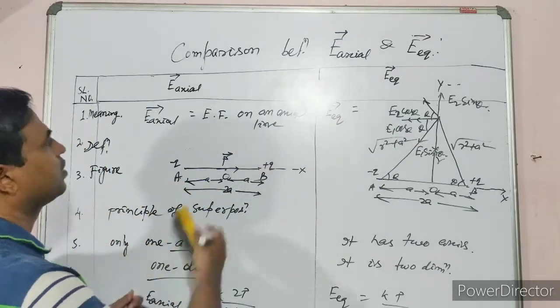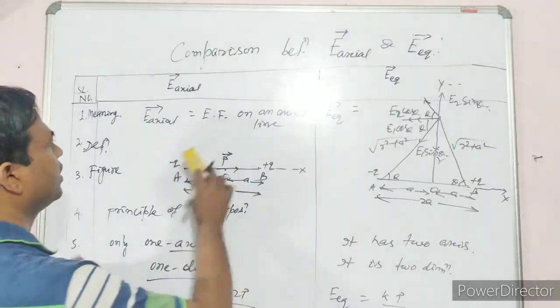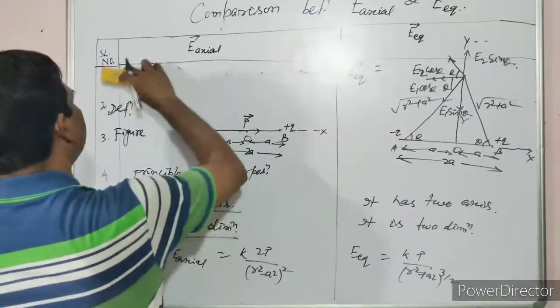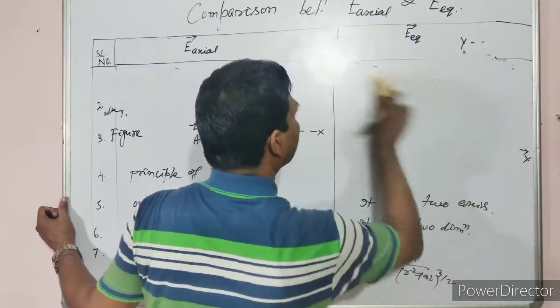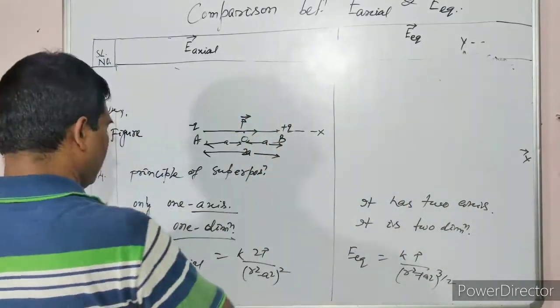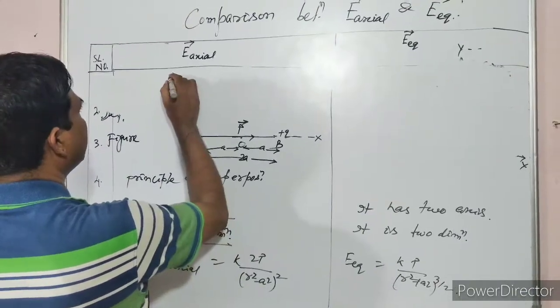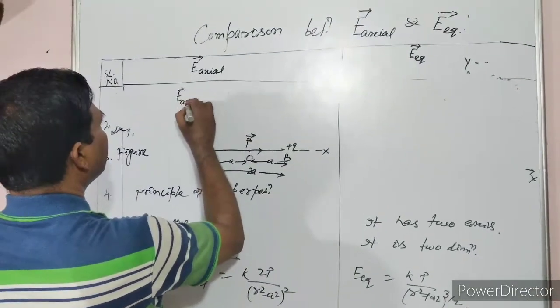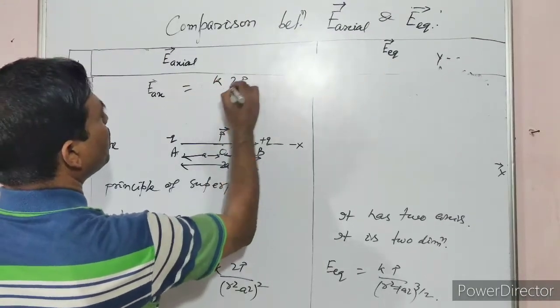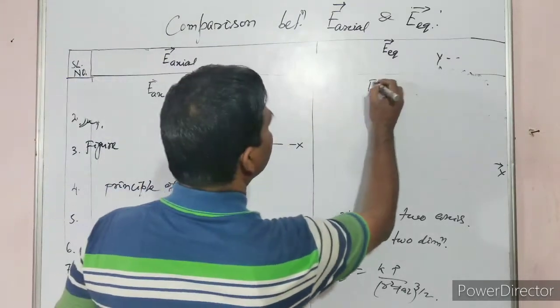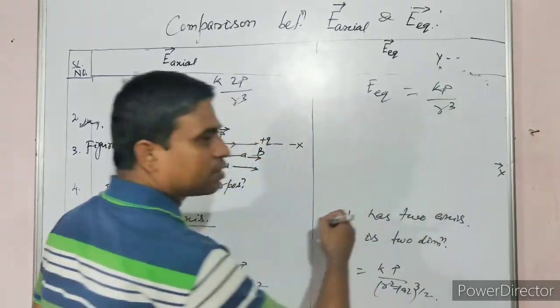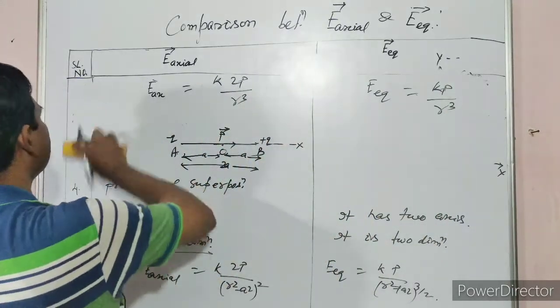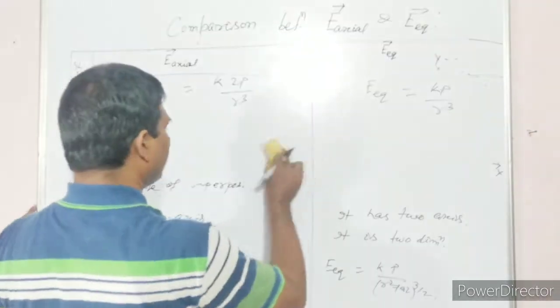Okay, so can I erase because of lack of space? Then if you write this one, in short dipole, what are you getting? E axial is equal to k 2p by r cube. Here E equatorial is equal to how much? k p by r cube. Can you understand or not? So this one is important. Most important value is here.